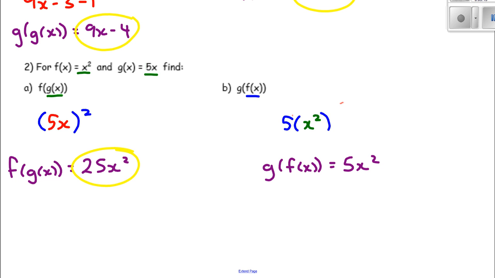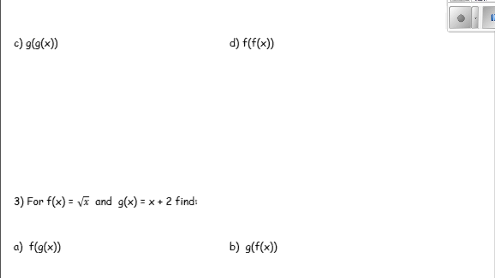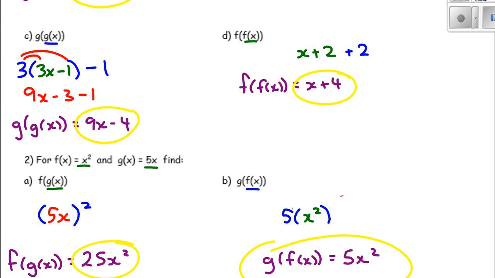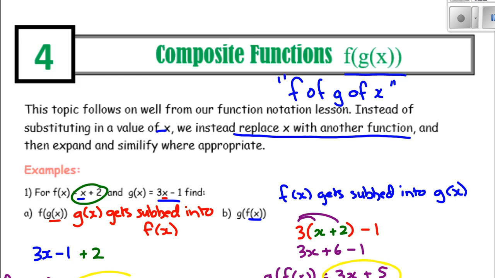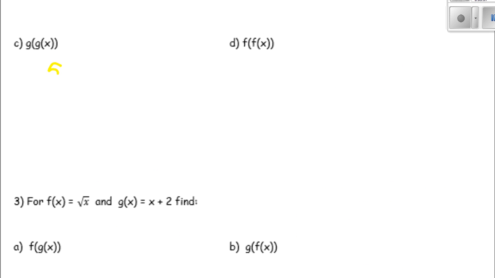Yes, if you prefer. And another page of examples. G of x of g of x. Now what was g of x? G of x was 5x. So we're going to go 5, and then sub in 5x instead of x. Instead of x, we write 5 by 5x. So that's g of g of x. What is 5 times 5x? It's just 25x. It's done.